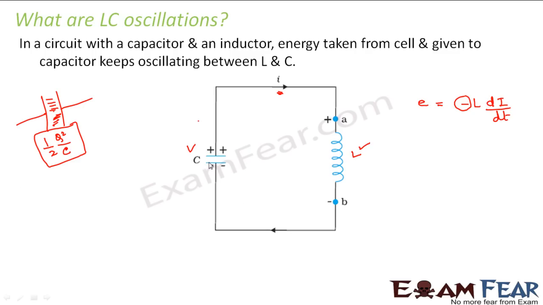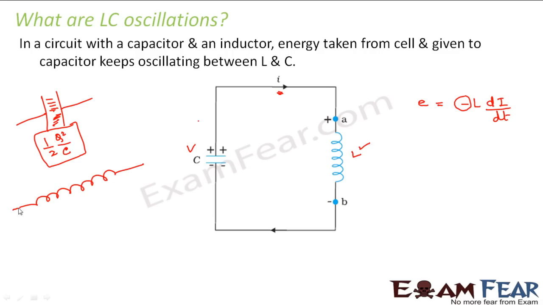So when the capacitor was initially charged from the cell, it had this much energy. So it had the total energy. Now, as soon as it started discharging, the energy of the capacitor kept decreasing and the energy stored by the inductor kept increasing. So what was the energy stored by the inductor?